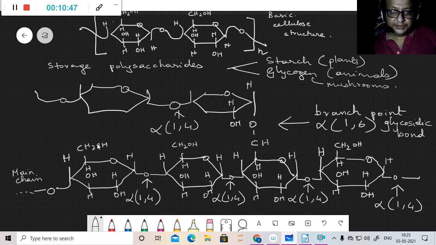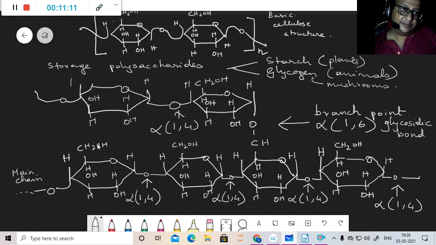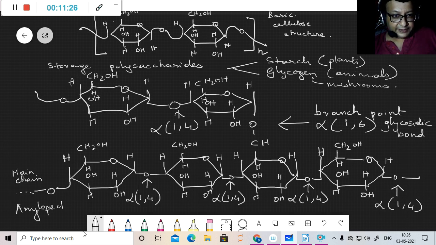H, OH, OH, H, H, CH2OH. You have the H over here. You have H, OH, OH, H, H, H, CH2OH. So this is a structure of a famous starch known as amylopectin. This is the structure of starch.